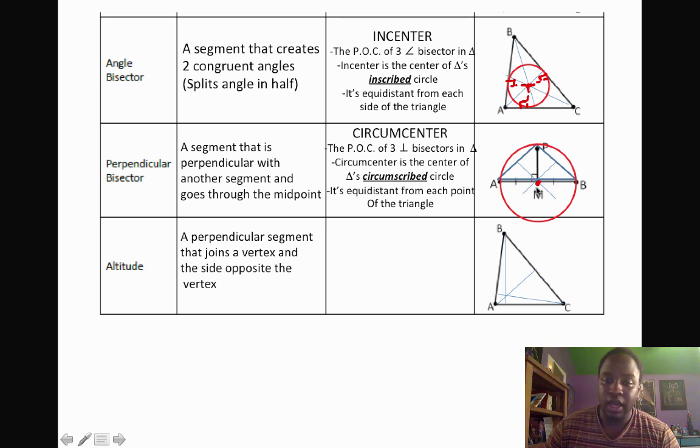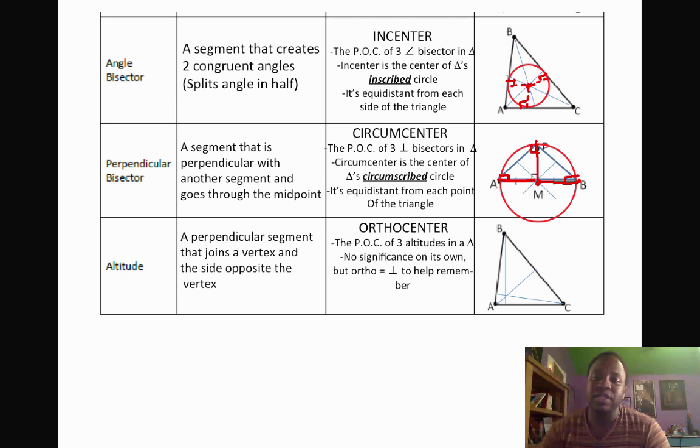And the circumcenter is equidistant from each of the points of the triangle. So this is going to be congruent to this length, which is going to be congruent to MB, because they're basically all radii of the circle.